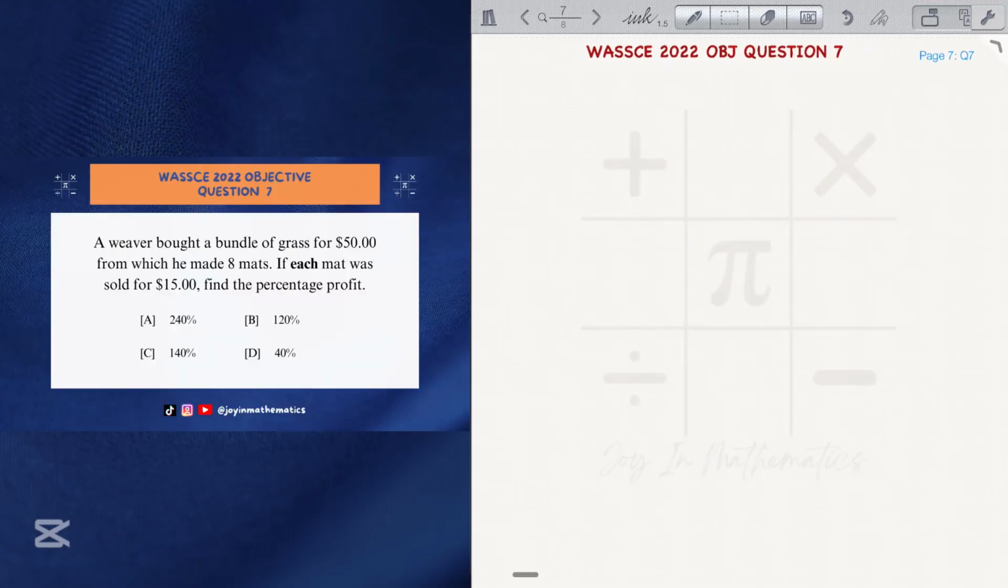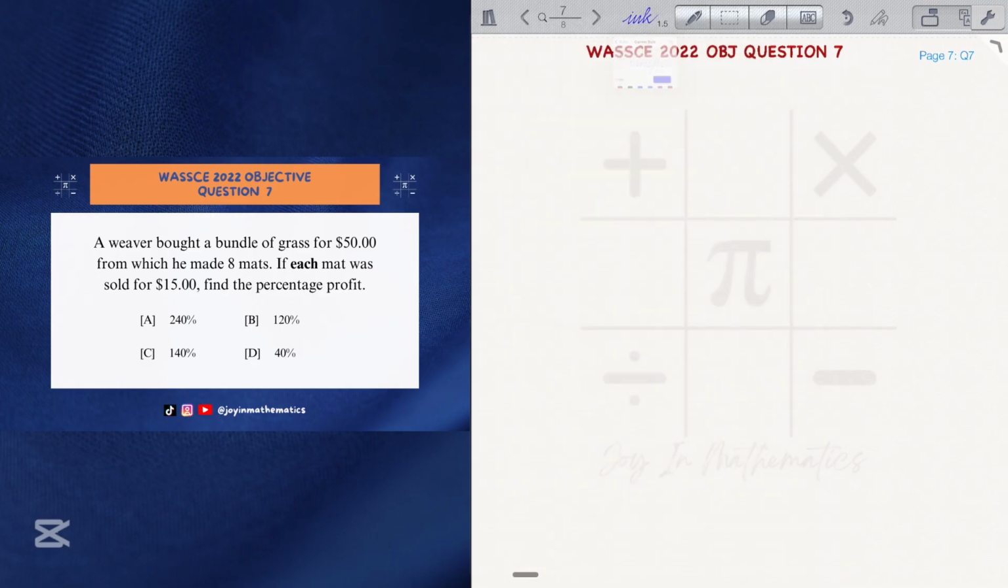Now moving forward, we have a question here on WAEC 2022 objective question 7. The question says a weaver bought a bundle of grass for $50 from which he made 8 mats. If each mat, emphasis on each, was sold for $15, find the percentage profit. Now this is a question involving profit, loss, percentage profit, percentage loss.